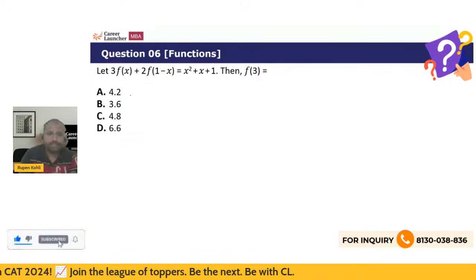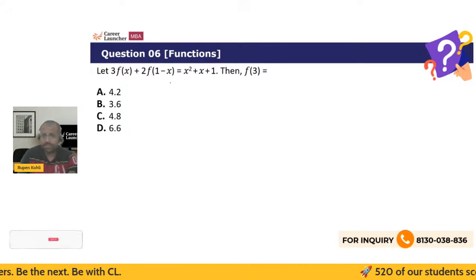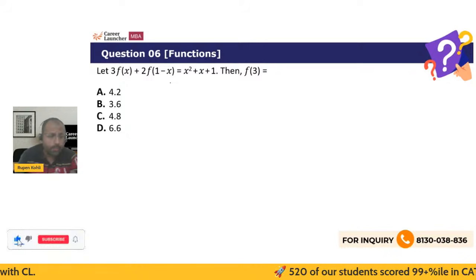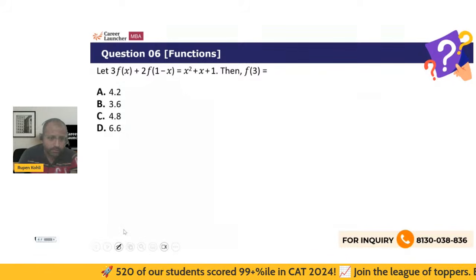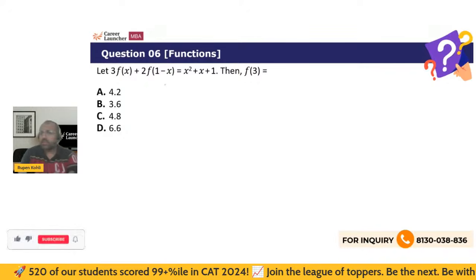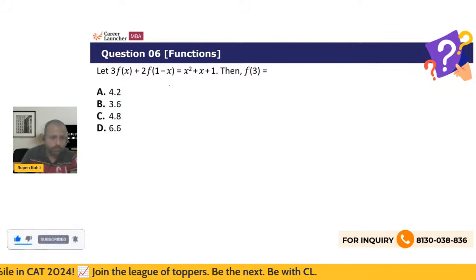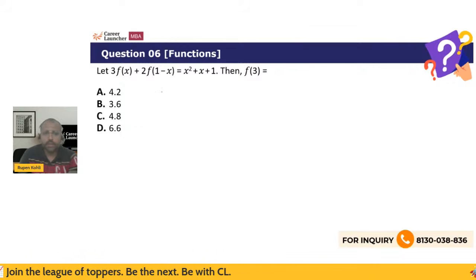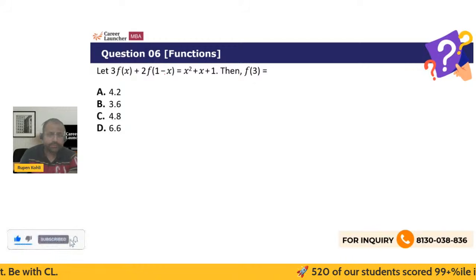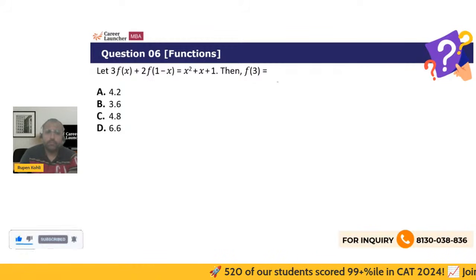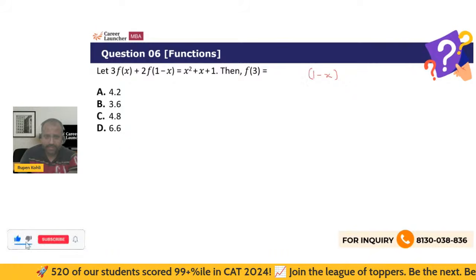Now let's see. 3f(x) plus 2f(1 minus x) is x squared plus x plus 1. Then f of 3 is how much? This is a functional equation, in which we have to solve for f(x). So we will try to eliminate this f(1 minus x). How do we do this? Note the expression 1 minus x that is there.